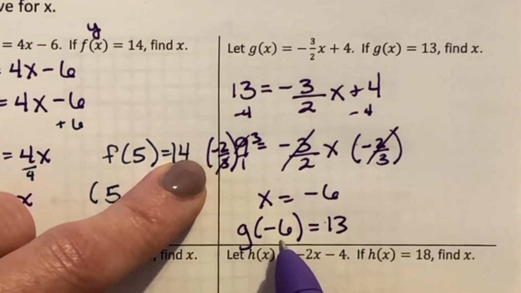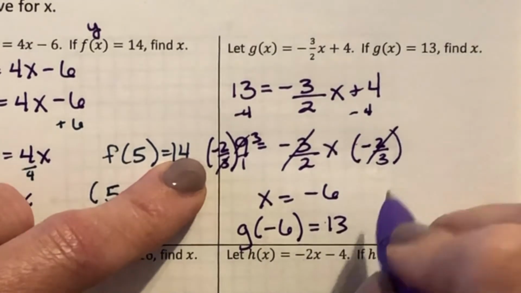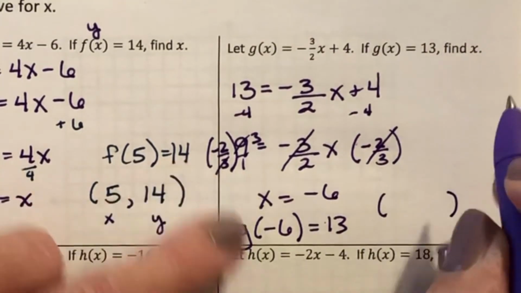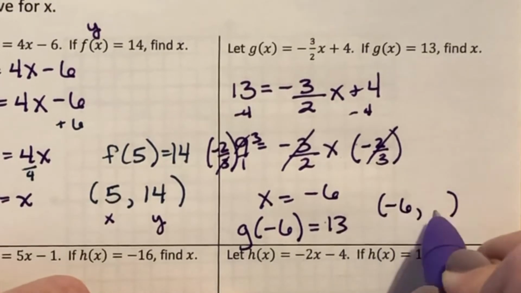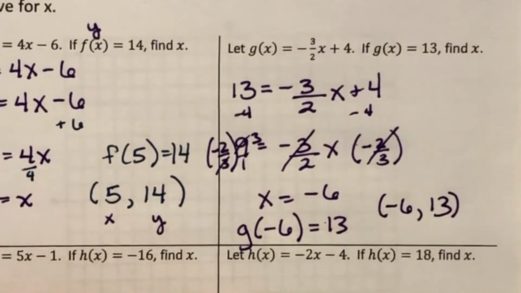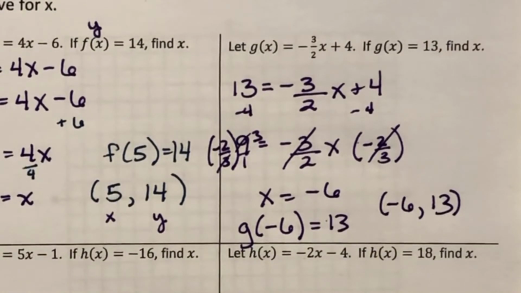When my input is negative 6, my output is 13. I could also write it as a coordinate point: when my input is negative 6, my output is 13. You go ahead and try the next two examples.